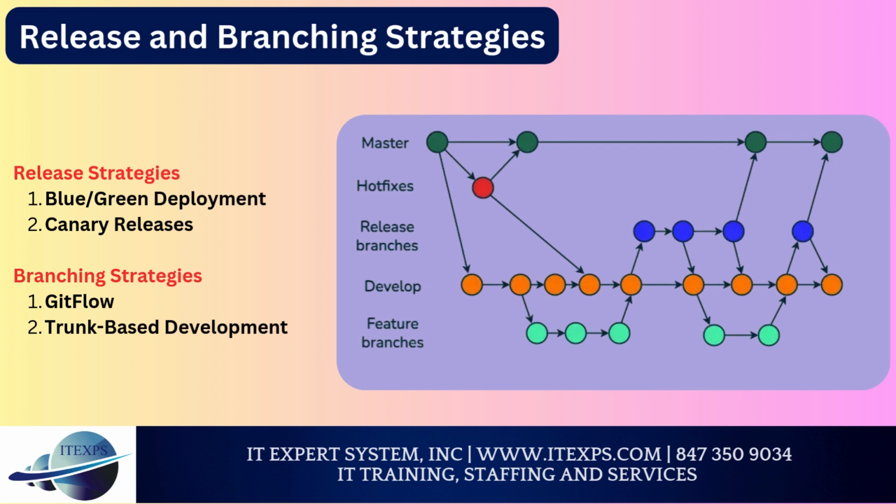Branching strategies. Branching strategies manage how code is developed, reviewed, and merged into mainline codebases. Key strategies include Git Flow structure: feature branches for individual features or fixes, a develop branch for integrating feature branches, a master branch for stable, production-ready code.